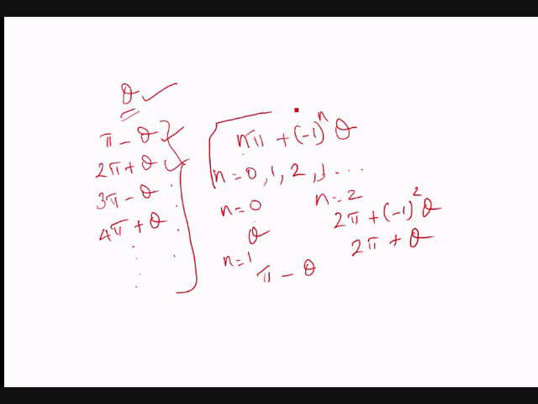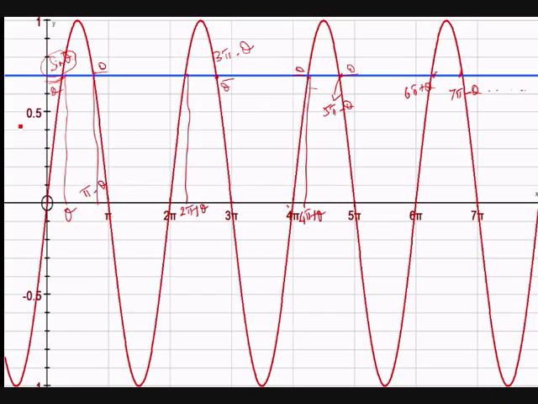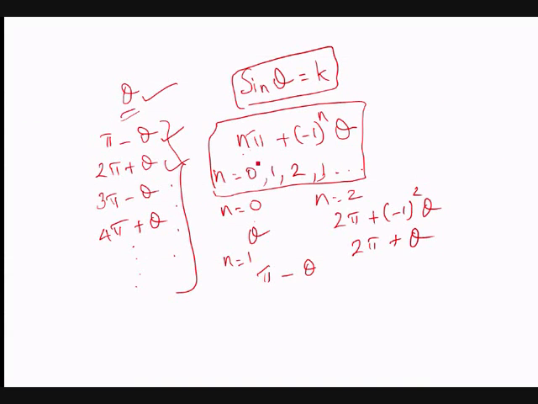So this is called the general solution of the trigonometric equation sine theta equal to some value k. Here the k is this point. So if sine theta is equal to k, then sine of pi minus theta is equal to k, sine of 2 pi plus theta, sine of 3 pi minus theta, and so on. They are all equal to k. So different values of the angles for which sine theta equals k are these angles. In general, you can write them as n pi plus (minus 1) power n theta, where n is equal to 0, 1, 2, 3, etc.